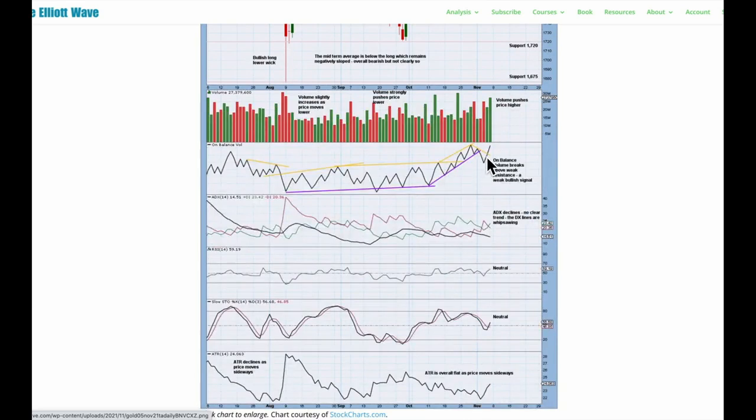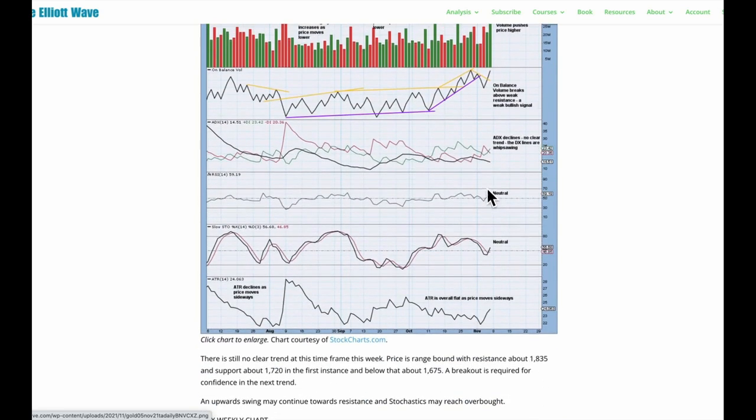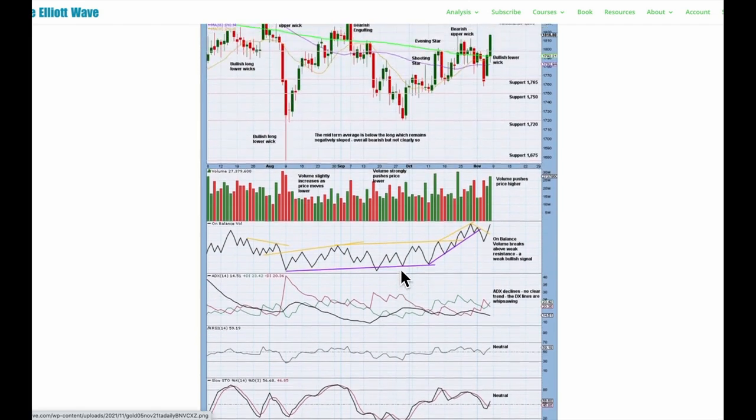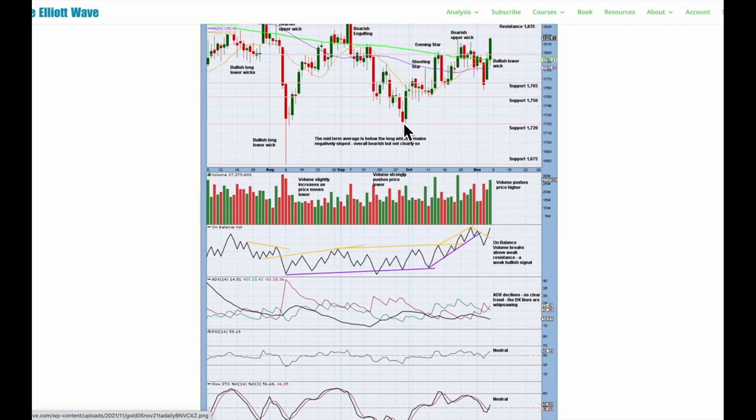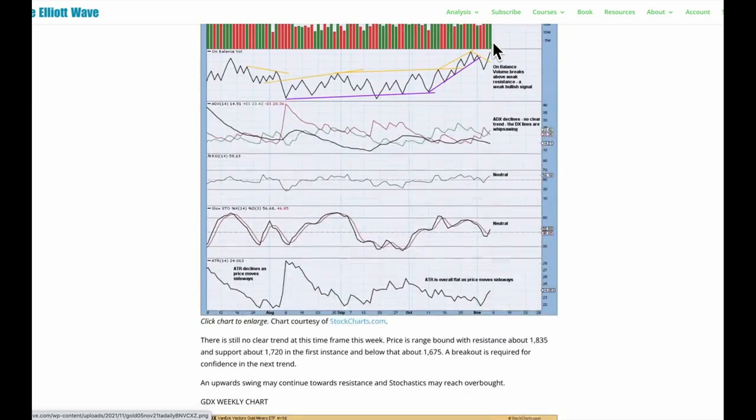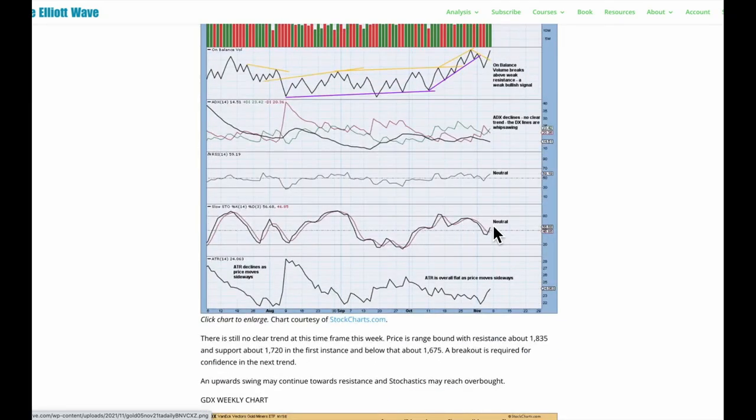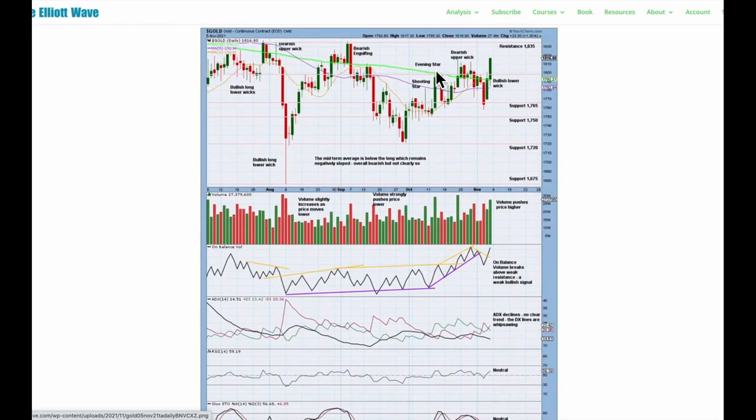A weak bullish signal from on-balance volume really shouldn't be given that much weight. ADX at both time frames declining. The DX lines here whipsawing. Absolutely normal look for a consolidating market. RSI and stochastics neutral. Stochastics reaches oversold here as price reaches support about 1720. Price is moving higher. Stochastics still has a little bit of room to go before it reaches overbought. It did get overbought here. Price did reach resistance here, but this area is just now so weakened.